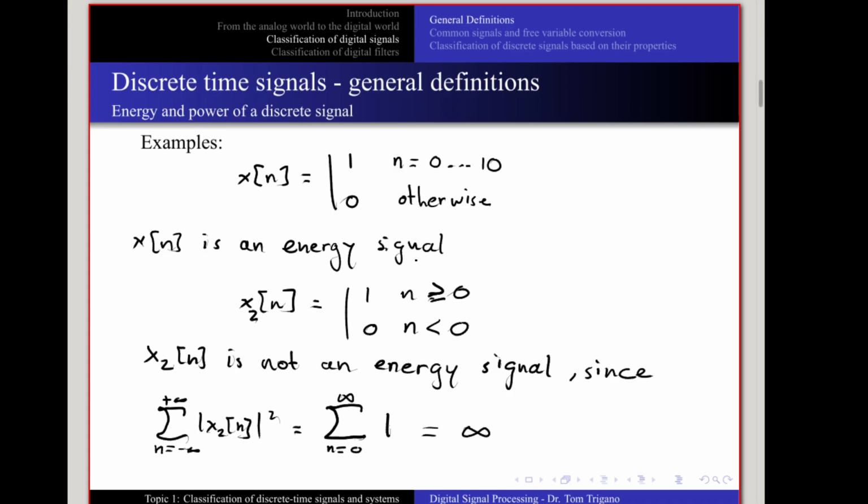Just to make it clear, the previous signal x was an energy signal due to the previous result. And later on we will also see that you can define the energy of a signal in the frequency domain by means of the Parseval equality. So this is for the next chapters.